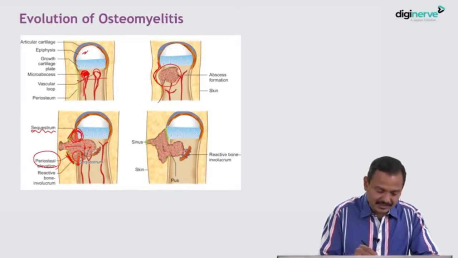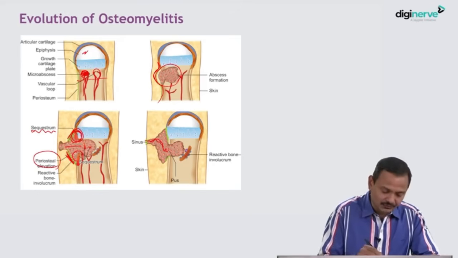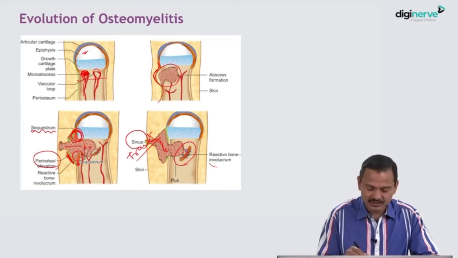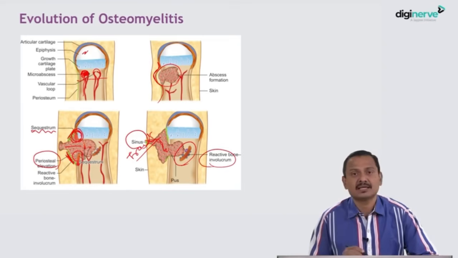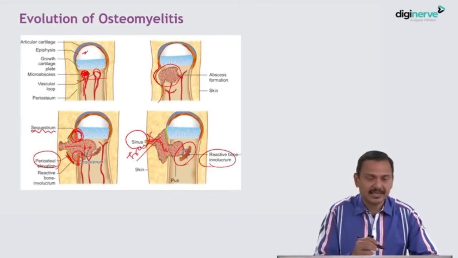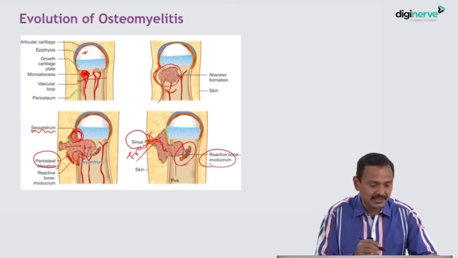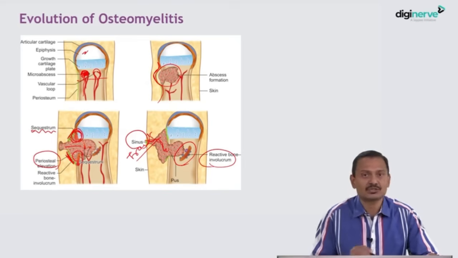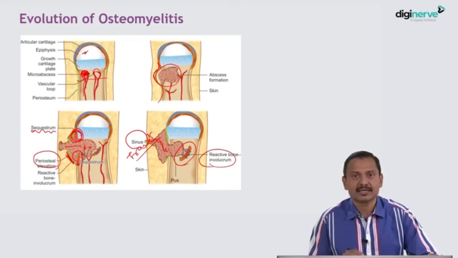In the later stage, this abscess will rupture to the skin to form a sinus tract. Okay? And then in the later part there is still new bone formation around the sequestrum, that is called involucrum. Okay? With both the diagrams, I hope your understanding of how the pathogenesis of osteomyelitis evolves is very clear.